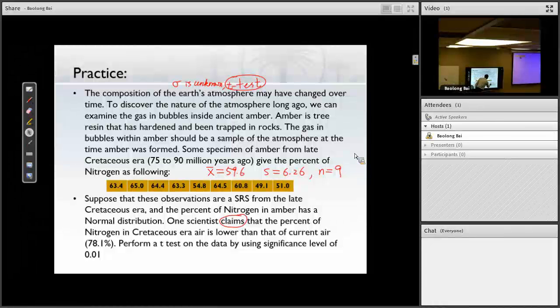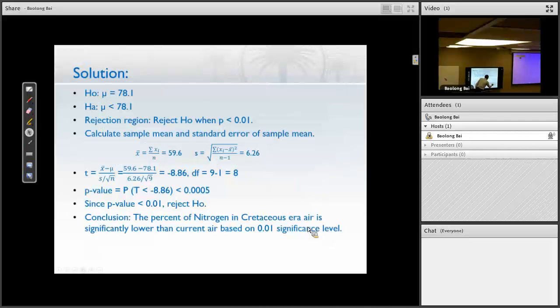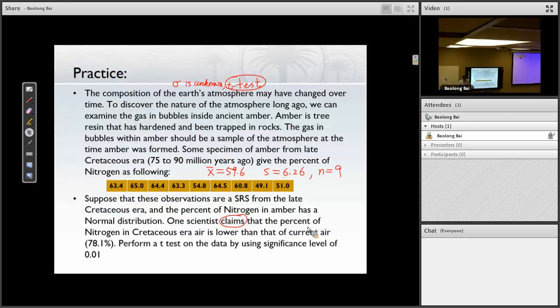The claim says that the percentage of nitrogen in the late Cretaceous era is lower than current air. This is the claim, right? Then this claim will be our hypothesis. What kind of hypothesis is this? Null or alternative? Is it stating something being the same or different? Lower than, right? Lower than means they're not the same, right? So this claim will be our alternative hypothesis, right?